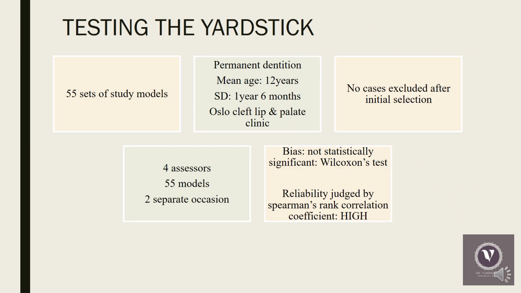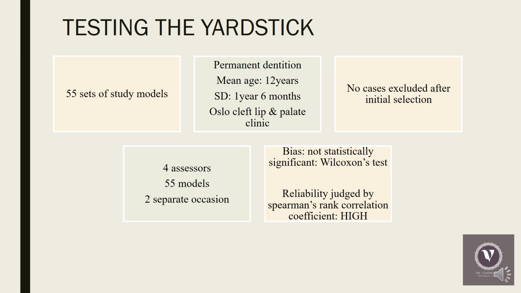So the third stage is the testing of the yardstick. Once it was developed, it was tested. 55 sets of the study models were included in the testing of the yardstick, all of which belong to patients in the permanent dentition period with a mean age of 12 years and a standard deviation of 1 year and 6 months. All of the files were retrieved from the patients of Oslo Cleft Lip and Palate Clinic. No cases were excluded after the initial selection.